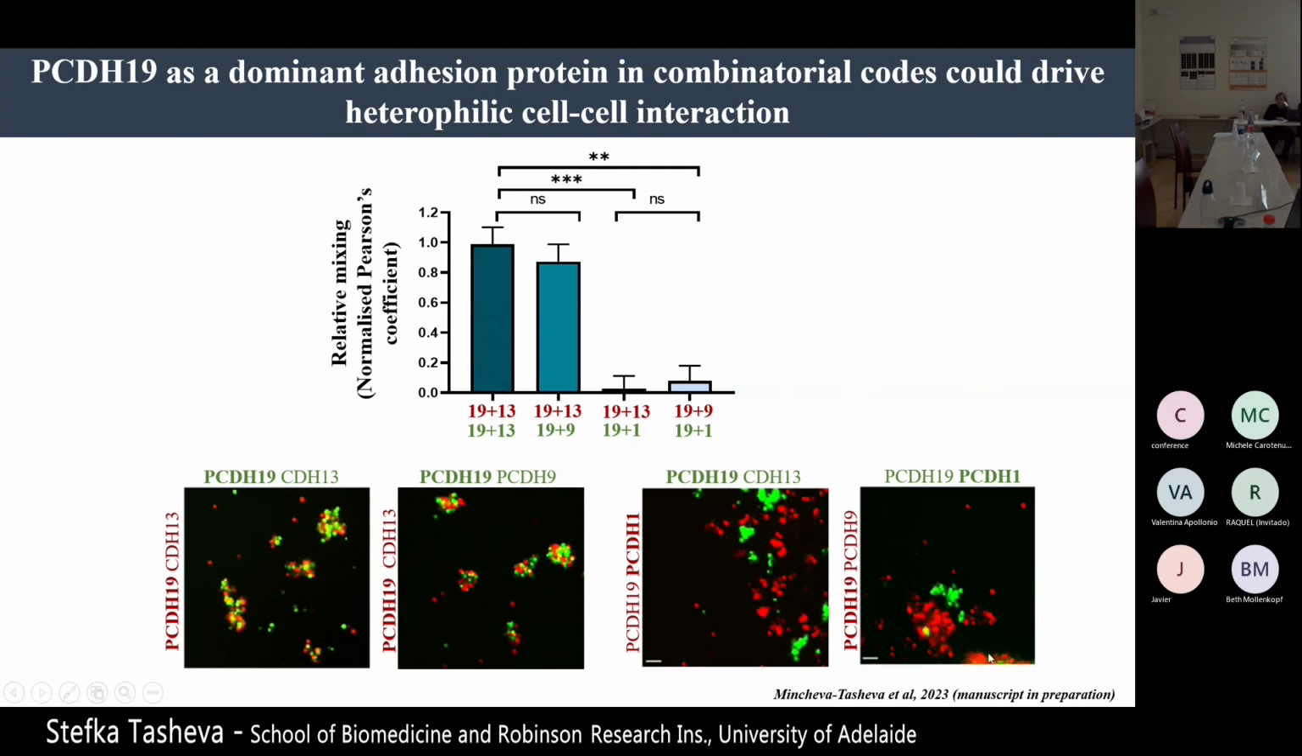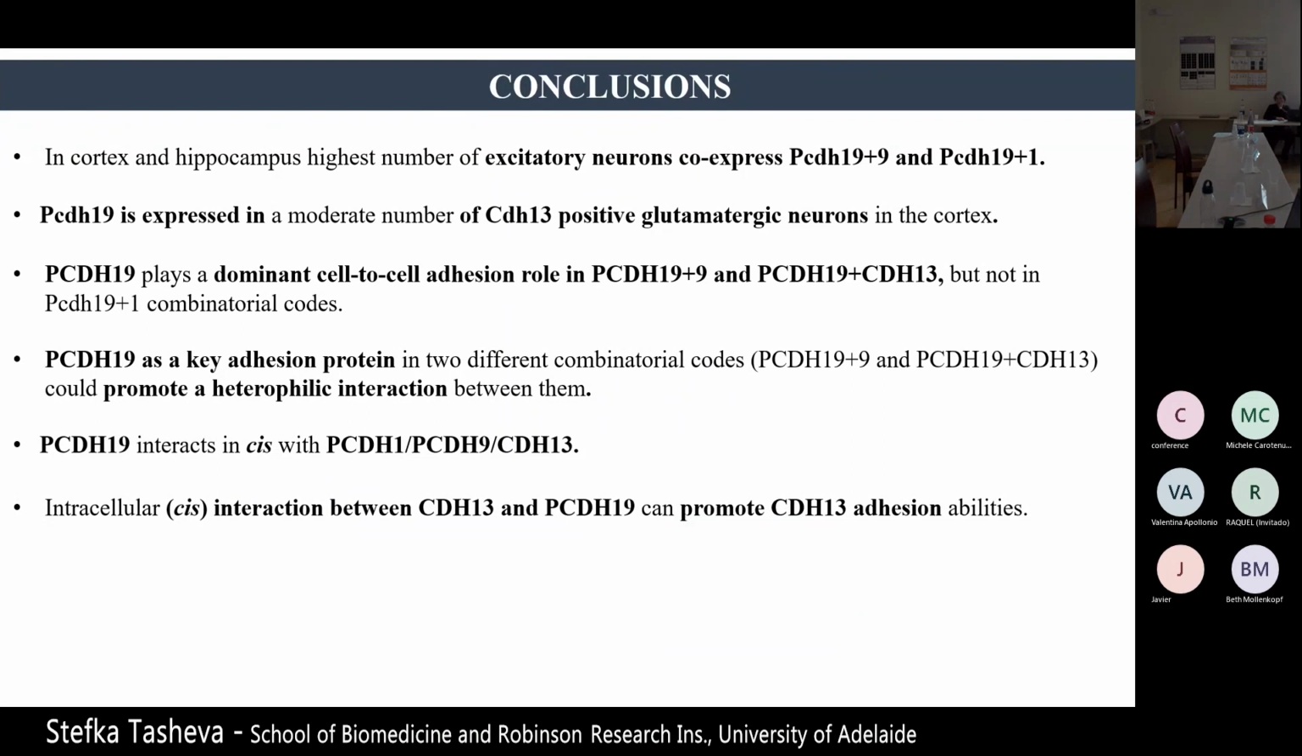expression. We have seen a pretty similar outcome when we mix cells that express 19 plus 9, where 19 is the dominant one, with 19 plus 1. And actually, we found this very, very intriguing because it's showing that this heterophilic interaction does exist, but depending on which dominant protein is expressed in each combinatorial code, it could drive this interaction or could just disturb it.